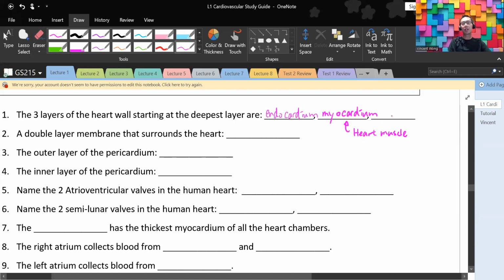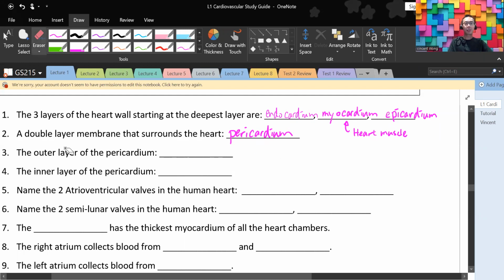And outside of the myocardium, you would have the epicardium. So endocardium is going to be touching the blood. The muscle is the myocardium, and the epicardium will be continuous with the double layer membrane that surrounds the heart, which is called the pericardium. Okay, that's the double layer sac that goes around the heart. It kind of protects the heart, anchors the heart.